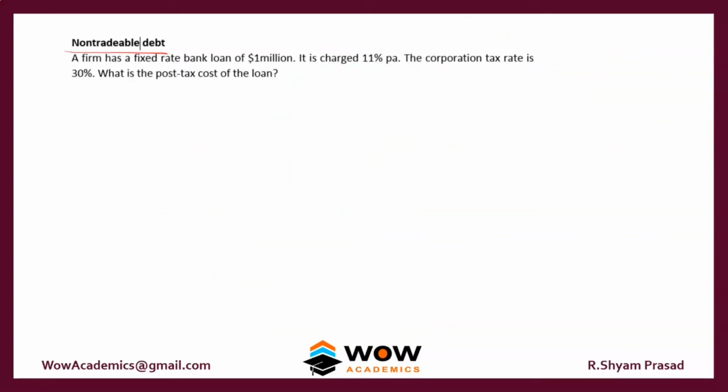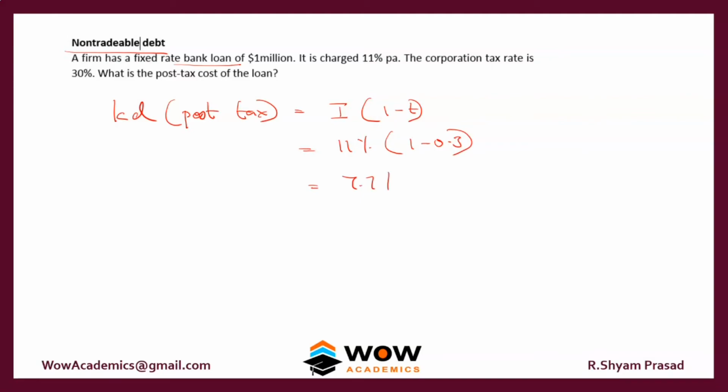Okay. So the next one is non-tradable debt. What is a non-tradable debt? A bank loan is a non-tradable debt, so you can't trade it with anyone. We have to find a KD for this kind of loan also. Mostly we can directly get the post-tax number. For example, you just get the interest rate and multiply it by 1 minus t. The interest here is 11% into 1 minus t, where t is the tax rate, 30%. So we can directly get the answer, 7.7 percent. Okay, so it's very simple and direct to compute.